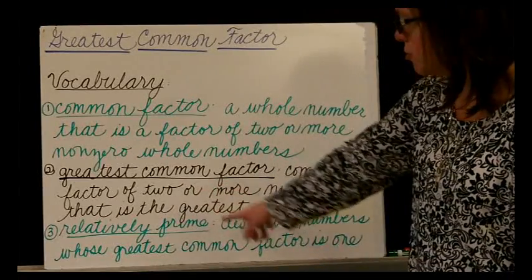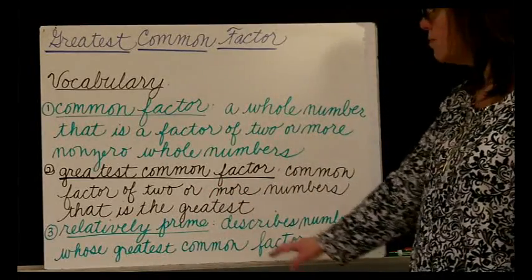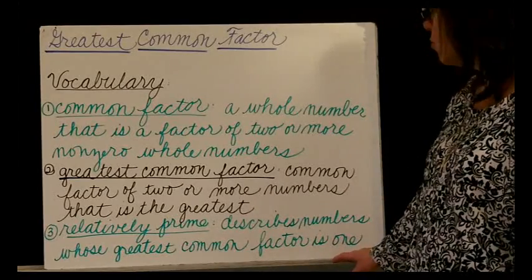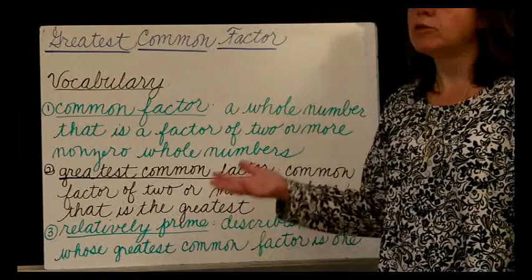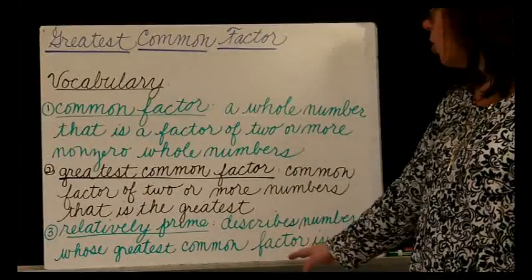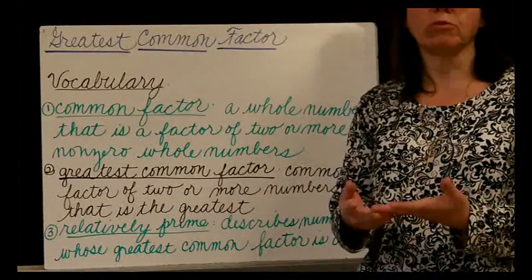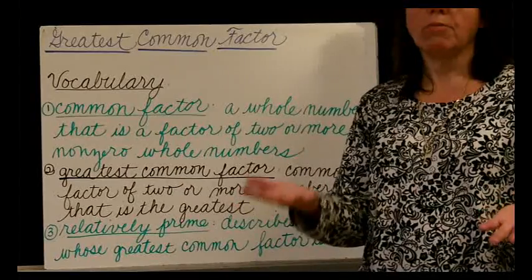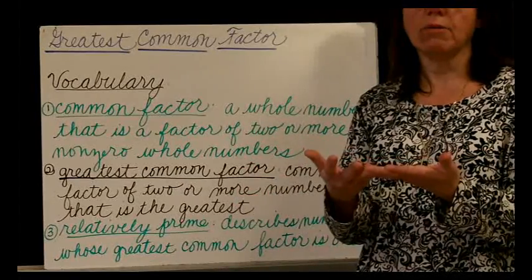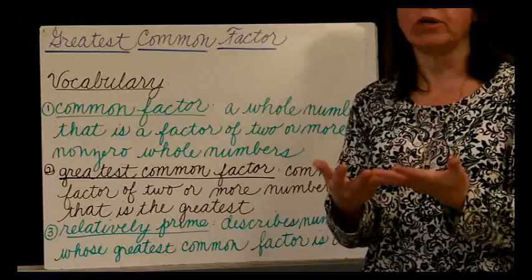And then our third term is relatively prime. Relatively prime is used to describe 2 numbers whose greatest common factor is 1. So in other words, you have 2 numbers that might be composite, but they don't have anything in common except that they're both divisible by 1.